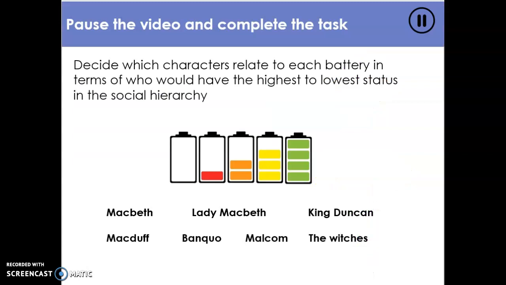Okay, so let's apply this to a little task then. Using what you know about the hierarchical structure of Shakespearean England and the idea of status and position, all I'd like you to decide is, for each of the characters, by the standards of the age, which one has high status and which one has low status.